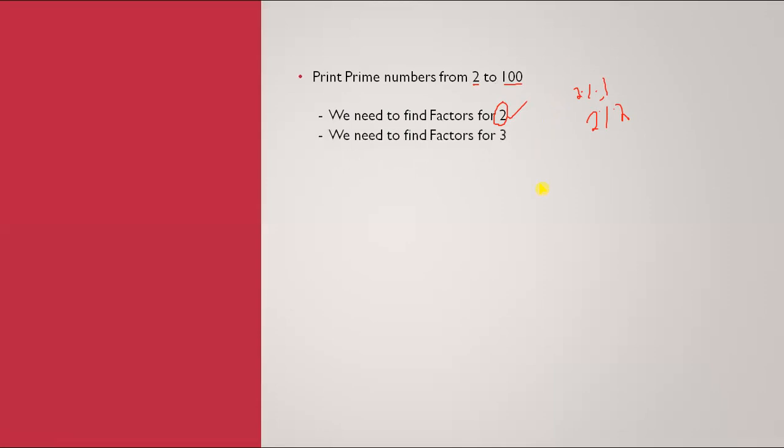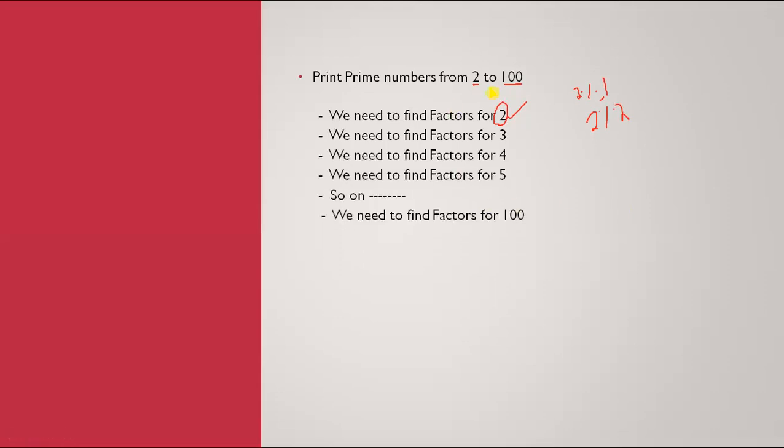So we need to find factors for 3 and check, and if it has a factor between 2 and 3, then we say that it is not a prime number. If it has a factor, it is not a prime number. If it doesn't have a factor, then we can say it's a prime number, right? So the same goes for 4, 5, and it goes on till 100. So we know that it starts from 2 and it ends at 100.